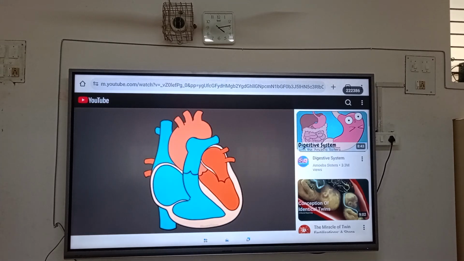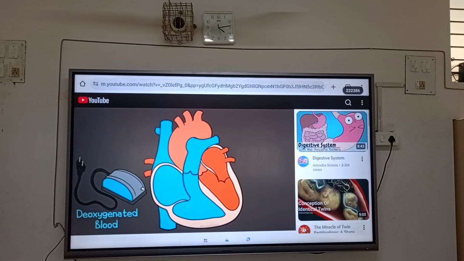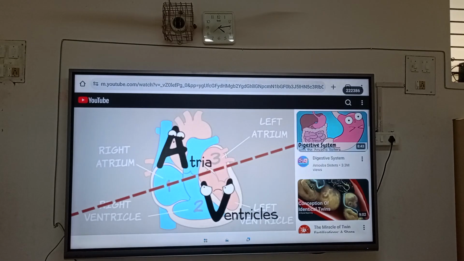So looking at this heart, the right side, and that's the person's right, so we'll do it on the opposite, pumps deoxygenated blood, and the left side pumps oxygenated blood. We can also see four chambers: the right atrium, the right ventricle, the left atrium, and the left ventricle. I like to remember that A goes before B in the alphabet, so A is for atrium, or the top of the heart, B for ventricles, or the bottom of the heart.